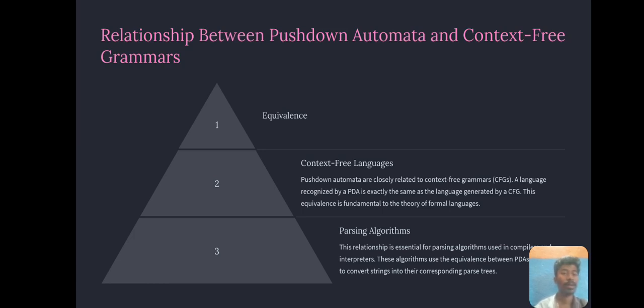Parsing algorithm. This relationship is essential for parsing algorithms used in compilers and interpreters. These algorithms use the equivalence between PDA and CFG to convert a string into its corresponding parse trees.